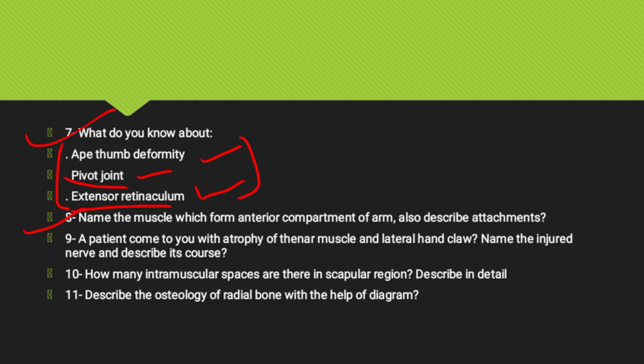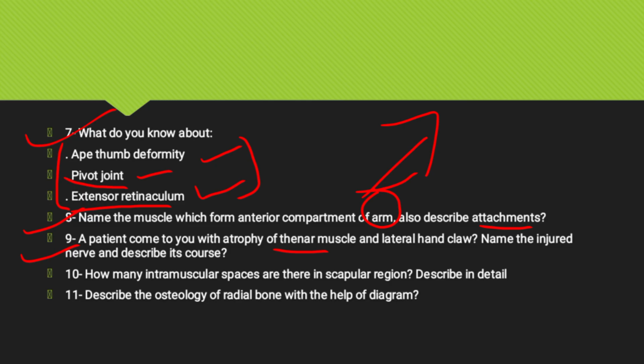Number 8 question is: name the muscles which form the anterior compartment of the arm. The anterior compartment of the arm includes three muscles: biceps brachii, brachialis, and coracobrachialis. Also describe their attachment. Ninth question is: a patient comes to you with atrophy of thenar muscles, the muscles on the thumb side, and a lateral hand claw. Name the nerve and describe its course.